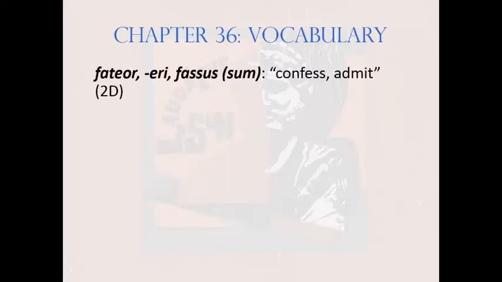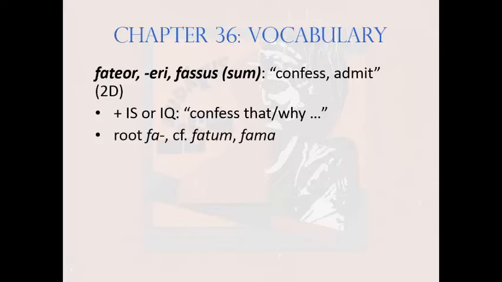Next up is another verb. This one is deponent. Fateor, fateri, fassus sum, meaning confess or admit. It's second conjugation. As a verb of the head, it naturally kicks off indirect statement or indirect question, as in confess that or confess why. And the fa base, meaning speak, underlying this verb, you should recognize from other words we've learned that employ the same root, fatum and fama.